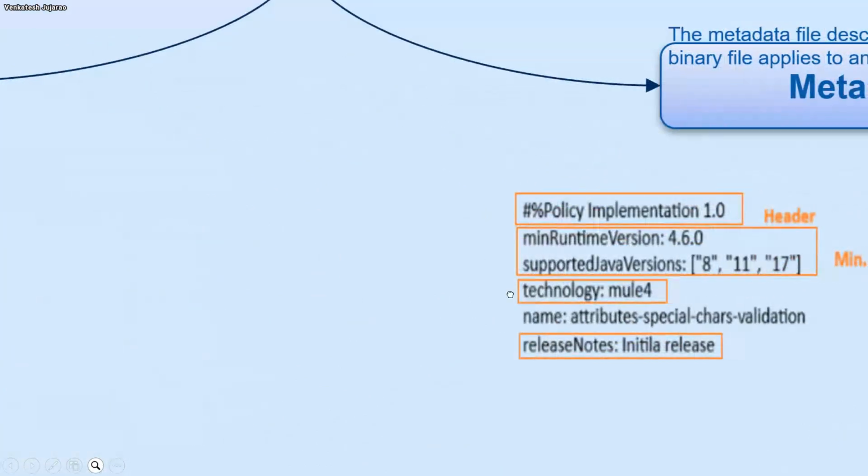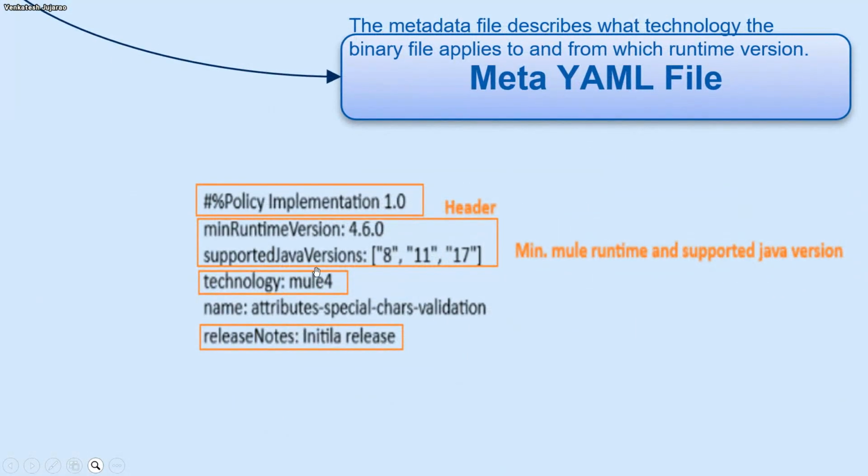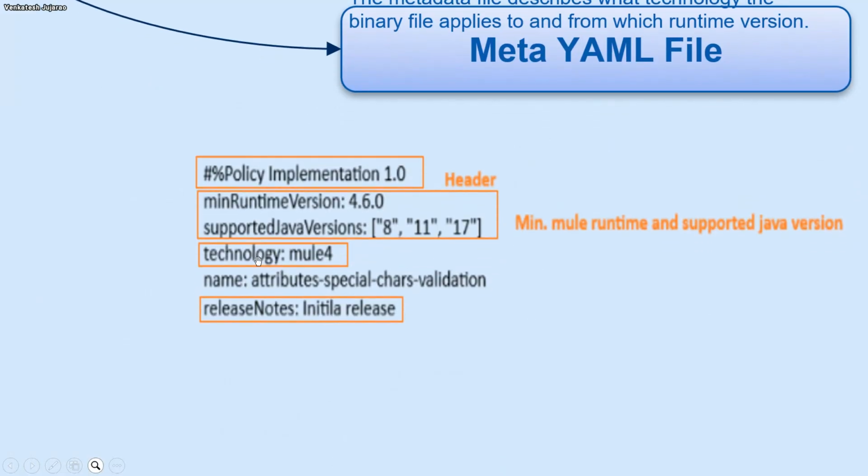When we talk about meta YAML, here we have to mention the technology supported for this policy, Mule 4 or Flex Gateway. And we could give release notes as well, if there are any changes and we are doing a new release of our particular implementation. So those release notes we can define here. Along with that, we can also define the minimum runtime version needed and the Java version supported for Mule 4.